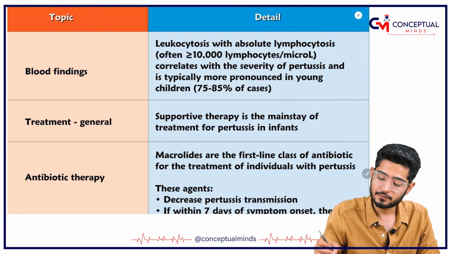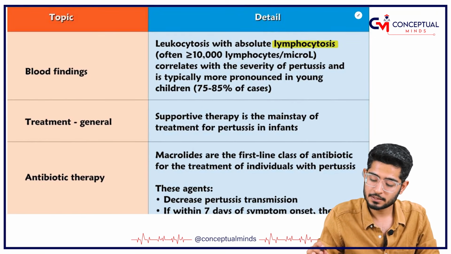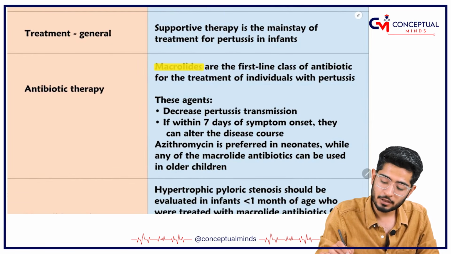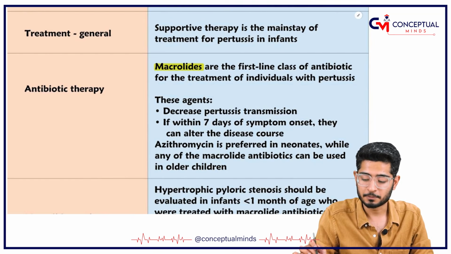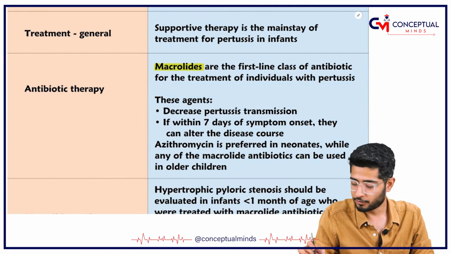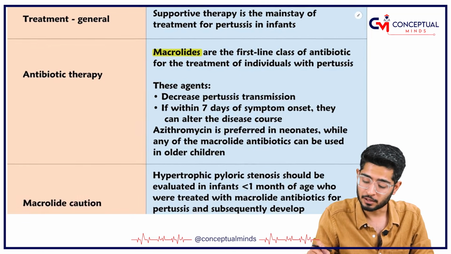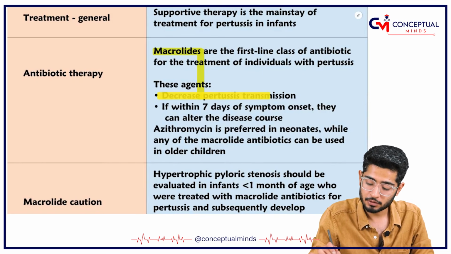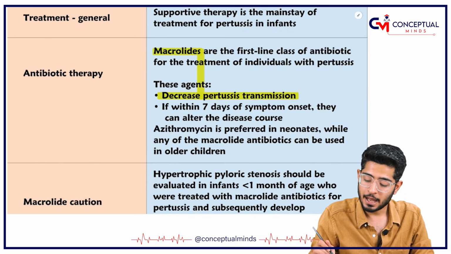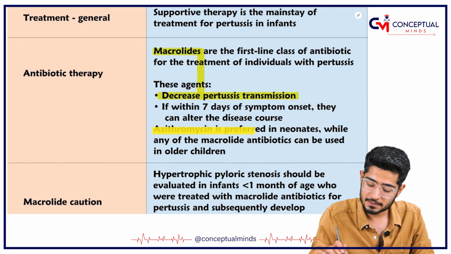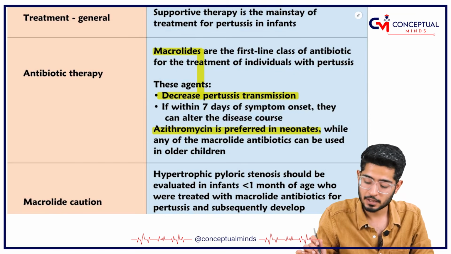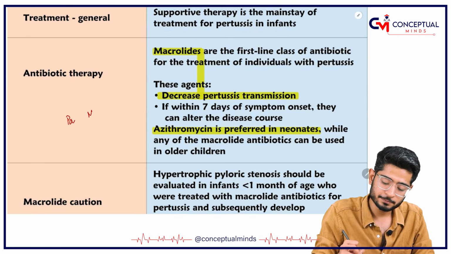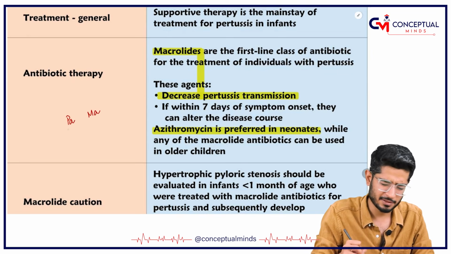What are the blood findings? I have told you, lymphocytosis is going to be there. And what is the treatment? Macrolides are the first line of antibiotics which we choose for Bordetella pertussis, and these agents are given to decrease pertussis transmission, and azithromycin is preferred in neonates. These are the two things you have to understand for macrolides in pertussis.